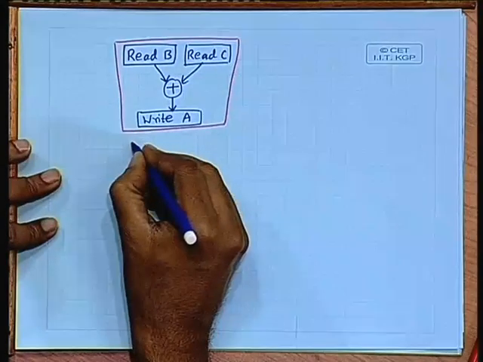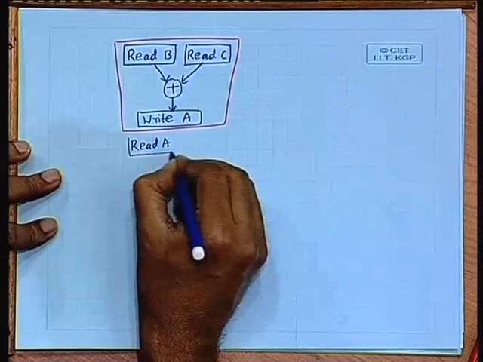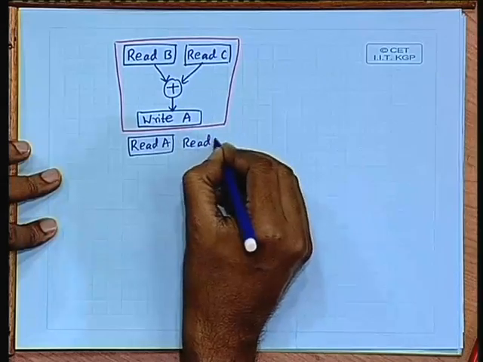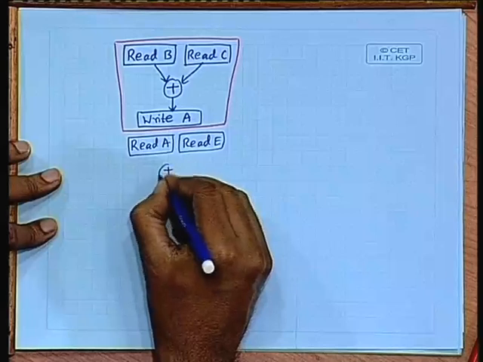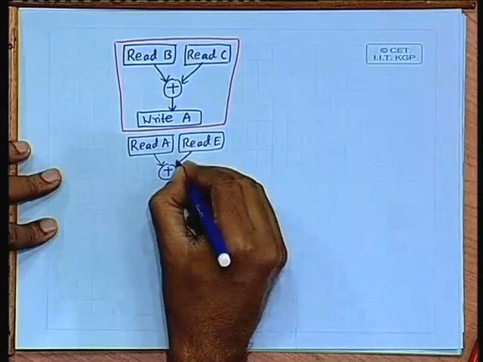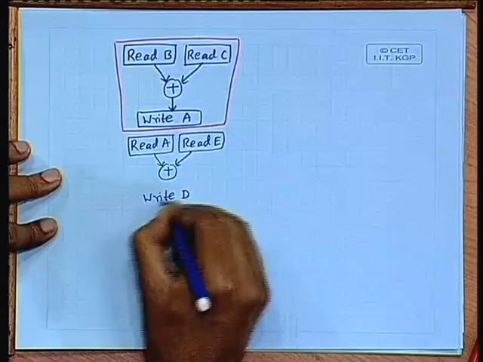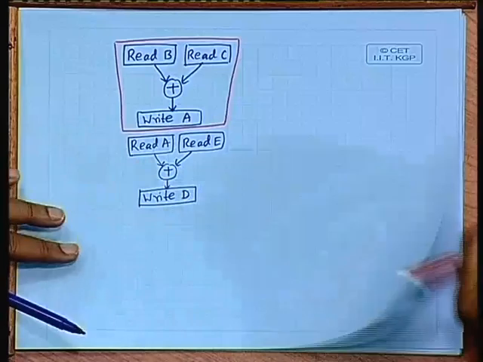Similarly, you have the second statement where the operands are A and E. You do an addition again and you compute the value of D. So, this is the second step.